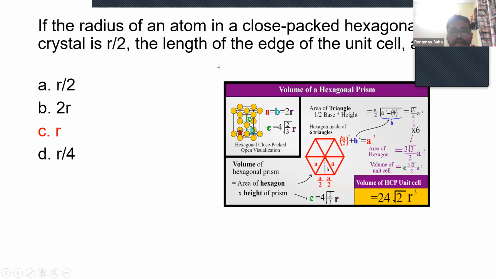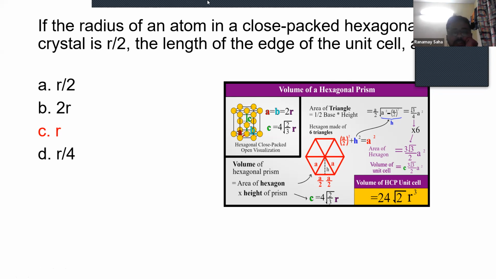So next we have: if the radius of an atom in a close packed hexagonal crystal is r by 2, the length of the edge of the unit cell a is? We have discussed it in an earlier section. If you have understood, it's a pretty easy thing. You have to calculate the length of the edge. We can see one edge is shared by two atoms, and each has a radius. Here it says the radius is r by 2, so we have r by 2 plus r by 2, which becomes r. So option C is the correct option here.